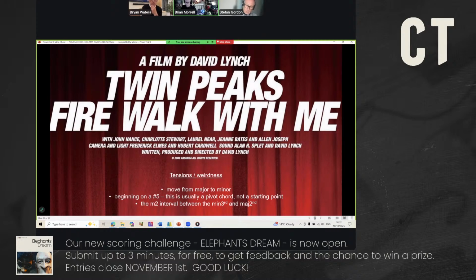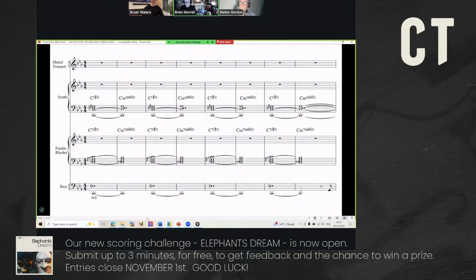If you start on one of these chords that's meant to be in the middle of a piece, in the middle of a sequence, then it's often strange. So again, it's not the chord itself, it's how you're using it. The third thing we're looking at is the minor second interval between the minor third and the major second. So again, I'll play you the music first, and then I'll explain it afterwards. Just listen to one page for now.